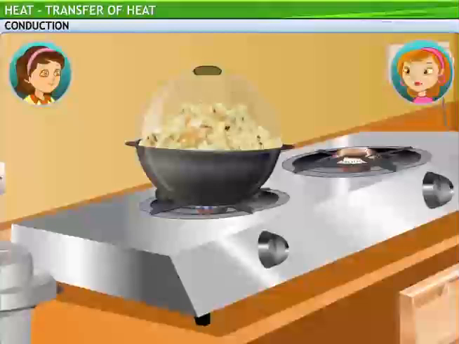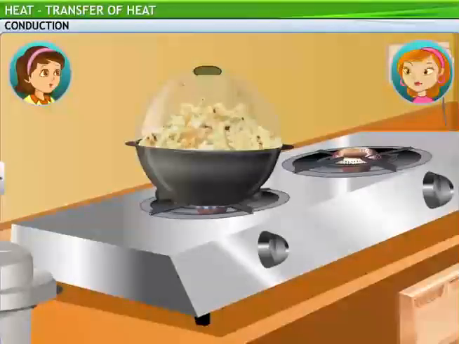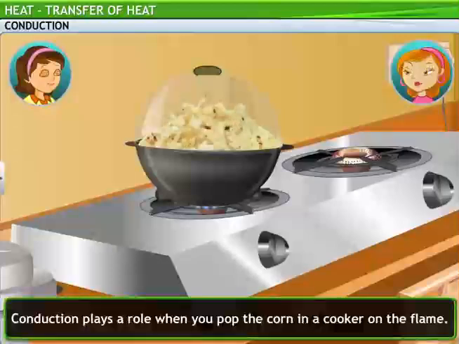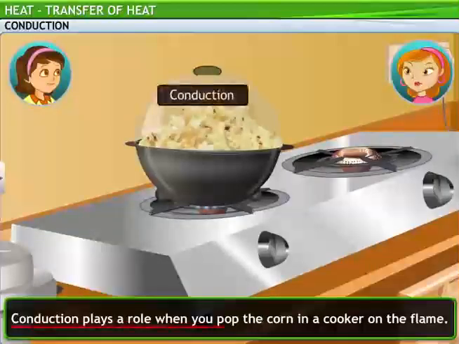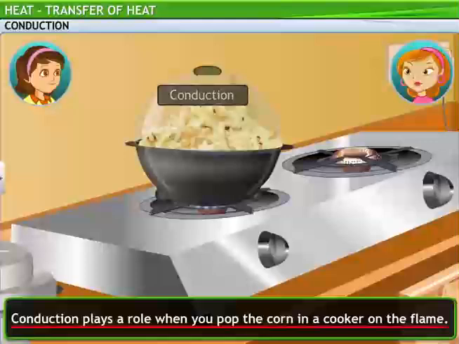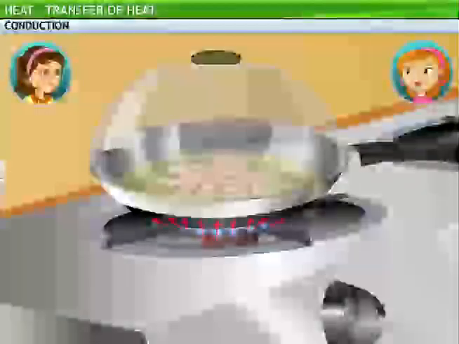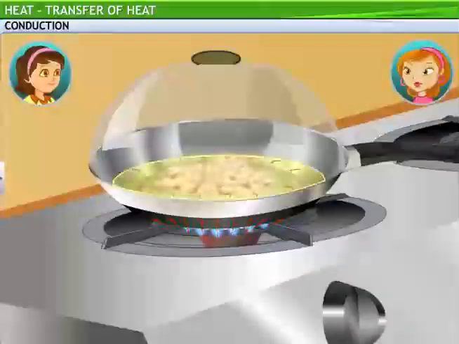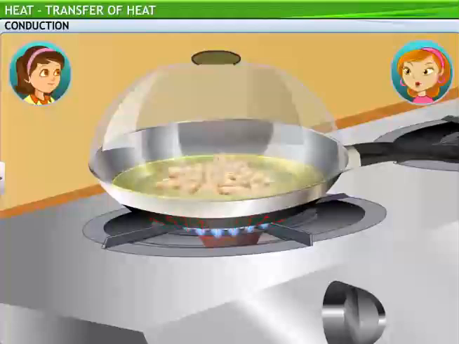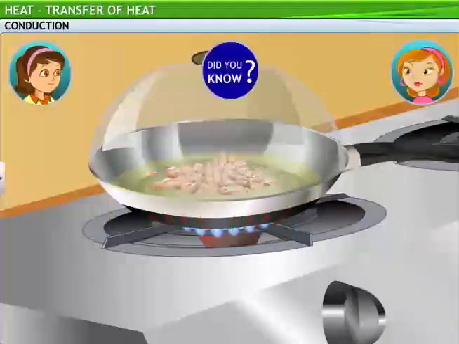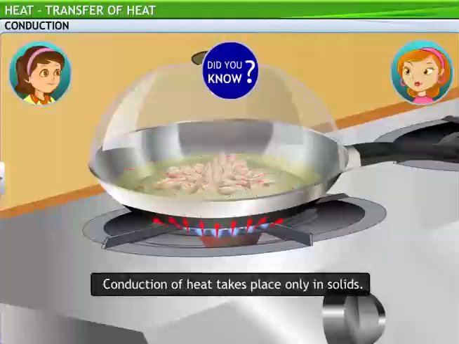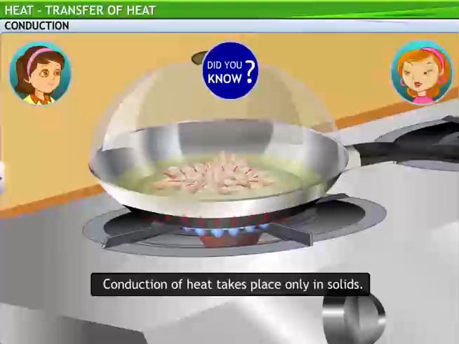Cool. Now if the burner is free, can I pop some corn? Sure. Do you realize, though, that conduction plays a role when you pop corn in a cooker on the flame? How's that? Heat from the pan gets transferred to the oil, and from the oil to the kernels of the popcorn. Did you know transfer of heat through conduction occurs only in solids? This is because particles of solids cannot move.